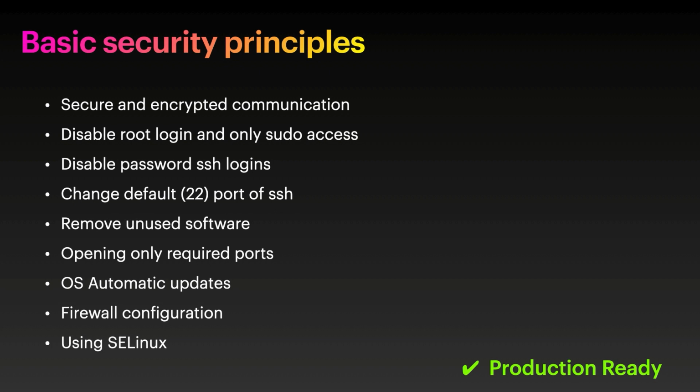SSH is running. We would be removing the unused software which comes as bloatware inside our OS, though typically CentOS does not contain any bloatware, but still we would be removing whatever software you are not using on our operating system. We would be only opening the ports that are required by our application and by SSH. We would be setting up automatic updates. We would also be setting up the firewall configuration, and we would be using something called SELinux, that is Security Enhanced Linux, and it is a feature of CentOS. Though I won't be talking much about SELinux, I would still give you the command that you would need in a production ready server for enforcing SELinux.